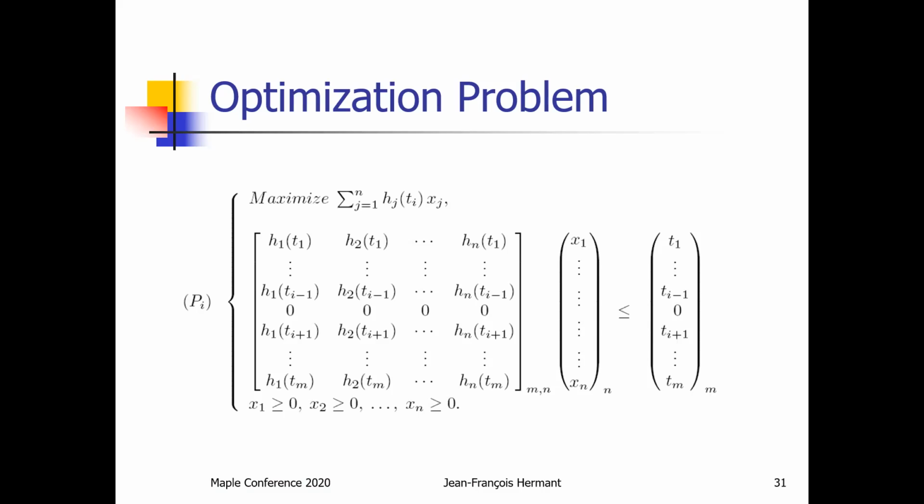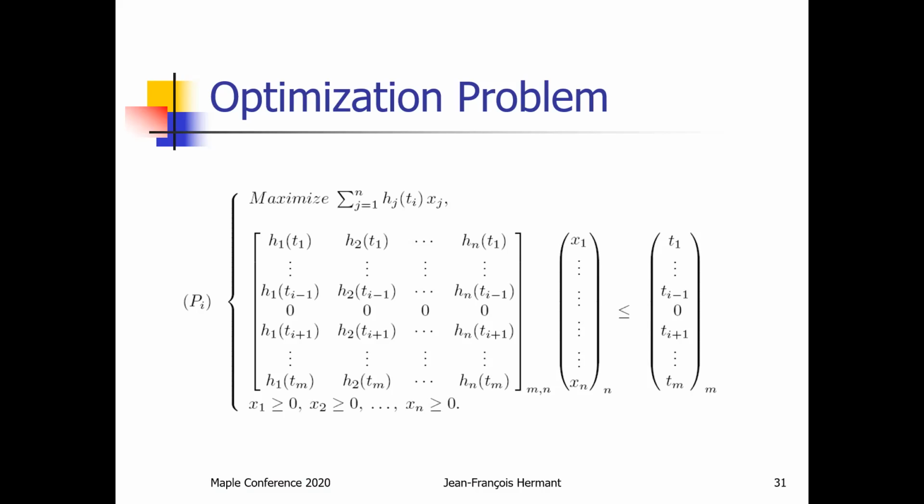The optimization problem can be written as follows. We maximize the objective function h of ti under all the constraints, except the one that is under consideration, and we compare the value that is computed to ti to decide if we keep these constraints or not. Ti is a discontinuity point of the processor demand function h of t. In other terms, ti is an absolute deadline.